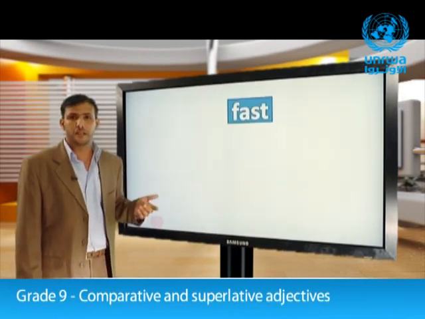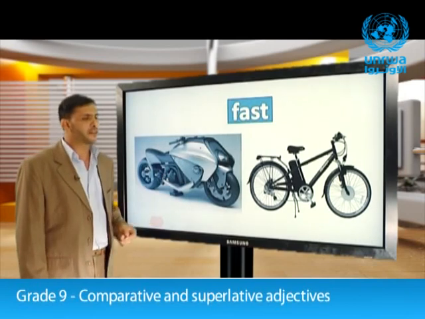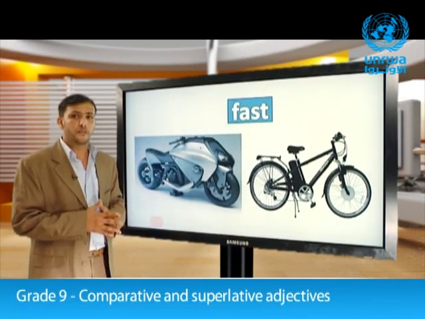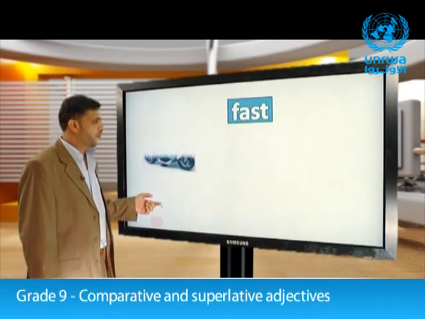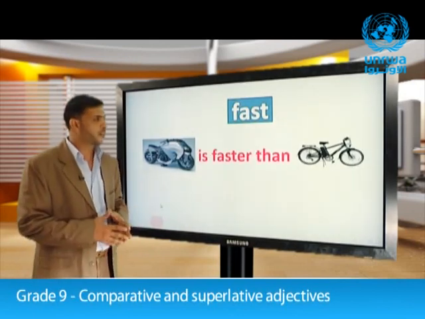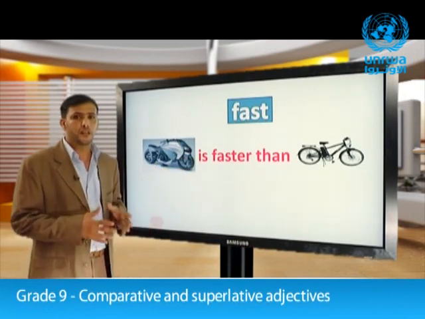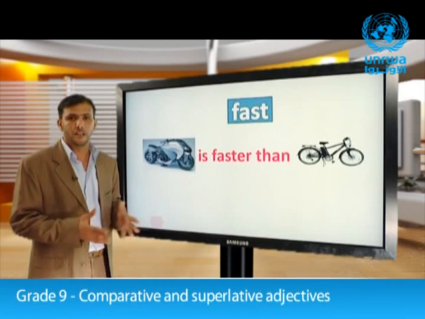Let's have another example. Fast. Look, a motorbike and a bike. These are fast, but the motorbike is faster than the bike, of course. The motorbike is faster than the bike.